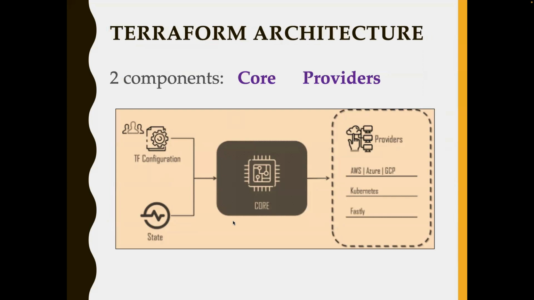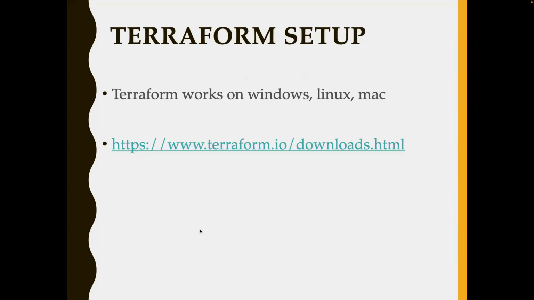If you see the components, there are two core components: Terraform's core component and providers. These are the two important components of Terraform. Core takes two inputs, Terraform config files and the Terraform state file. This comes under the architecture. Let us first understand the two components, core and providers, and then we'll talk about the architecture.